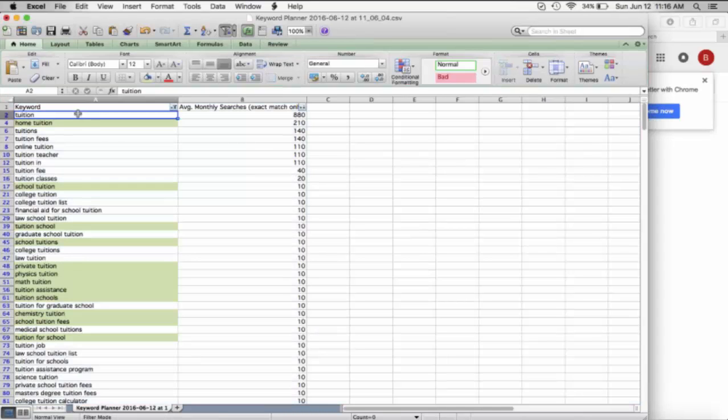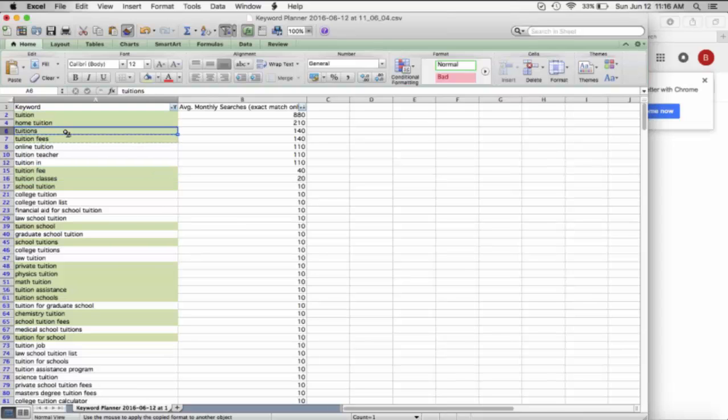Okay, so tuitions, tuition fee, online tuition, tuition teacher, tuition fee, tuition classes. Tuition fees, yes, there might be a conversion potential. Tuition classes, yes. Tuition fee, yes. Tuitions and tuition, though it is generic, there is no harm trying it for some time and then see how it works.